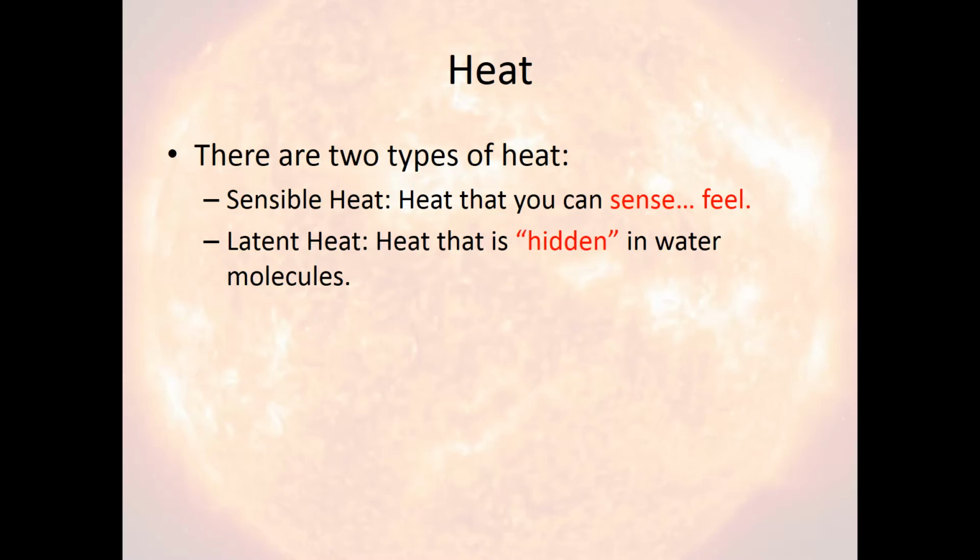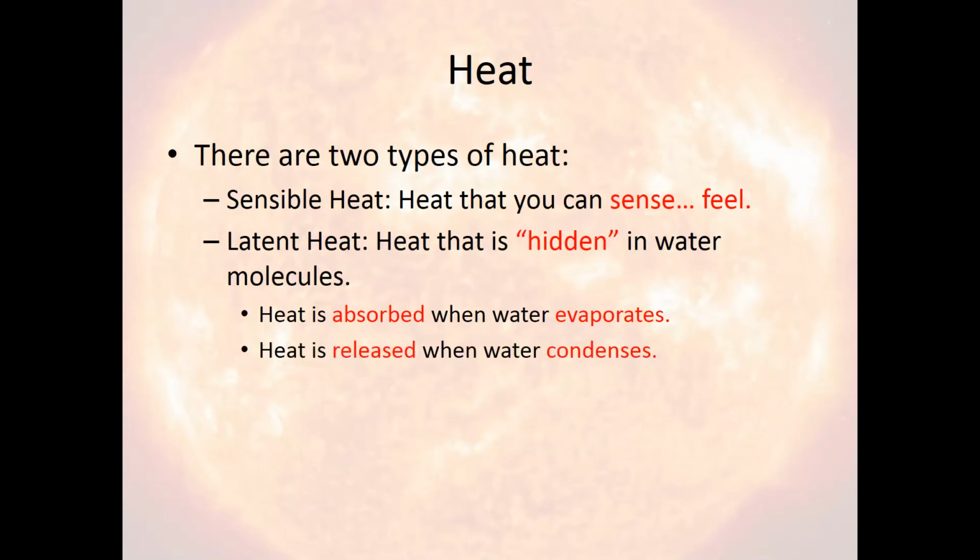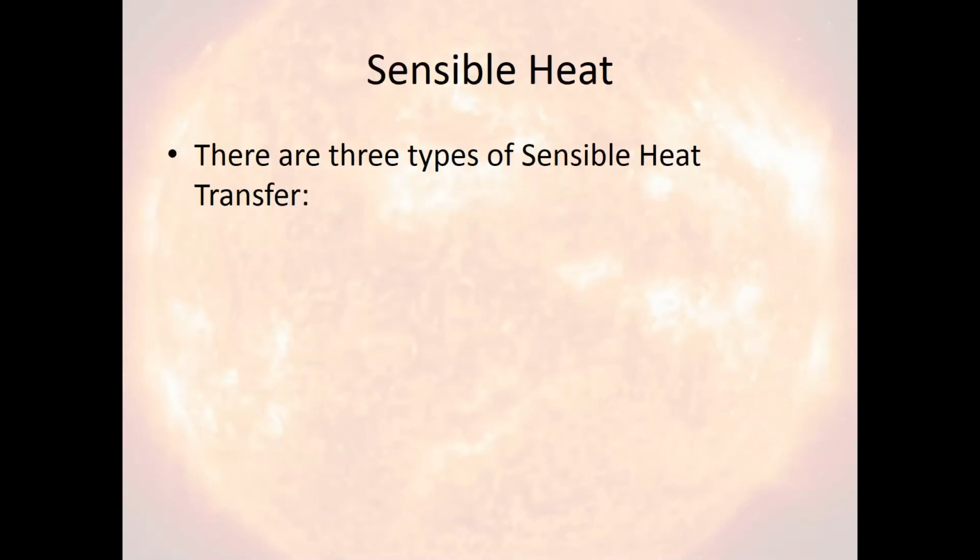That's why your hand might feel a little cold. And then there's what's called latent heat. Latent heat is heat that's hidden in the bonds of water molecules. Now, latent heat's a little bit more complicated, but it's very essential to the atmosphere. We'll talk more about latent heat in the next module. With that said, the way latent heat works is water absorbs heat when it evaporates, and water releases that heat when it condenses. But like I said, we'll cover that more in a future module. Let's talk about sensible heat today.